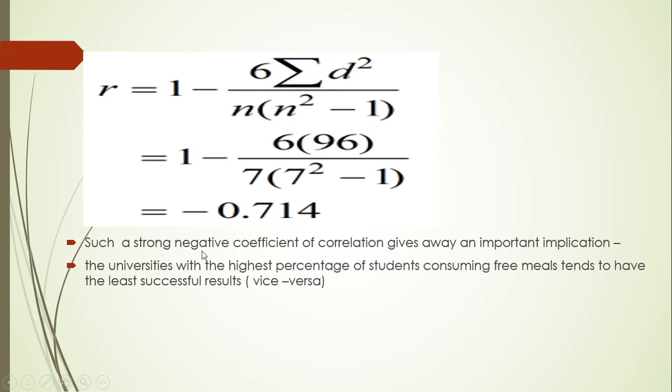Such a negative coefficient of correlation gives an important implication. The university with the highest percentage of students consuming free meals tends to have the least successful result. So that is the conclusion based on your answer. That is negative correlation here.